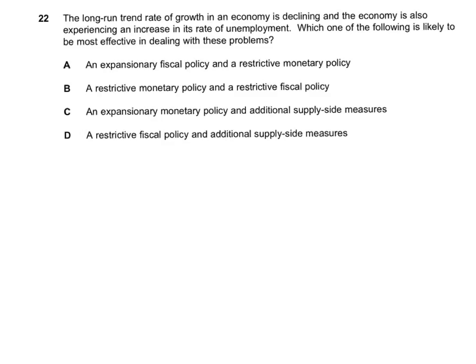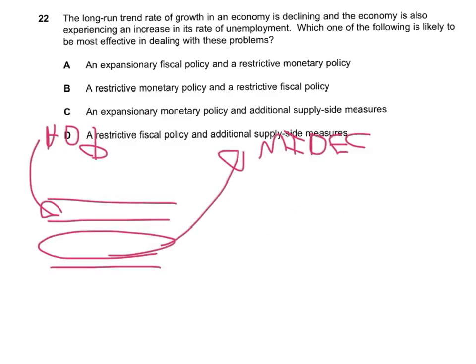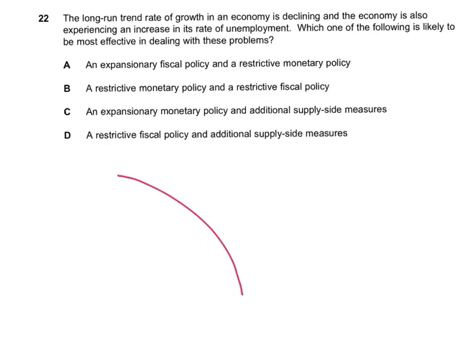Okay, in this question, they're saying the economy's got two major problems. One is that the long-run trend rate of growth is declining. That means the economy's still growing, but at a slower rate. And secondly, it's also saying the economy is experiencing an increase in the rate of unemployment. Right, so what we've got is an economy which is getting slightly better. It's still growing, but only at a small rate. And we've actually got an increase in rate of unemployment. Right, what's going to be the best way of dealing with this?